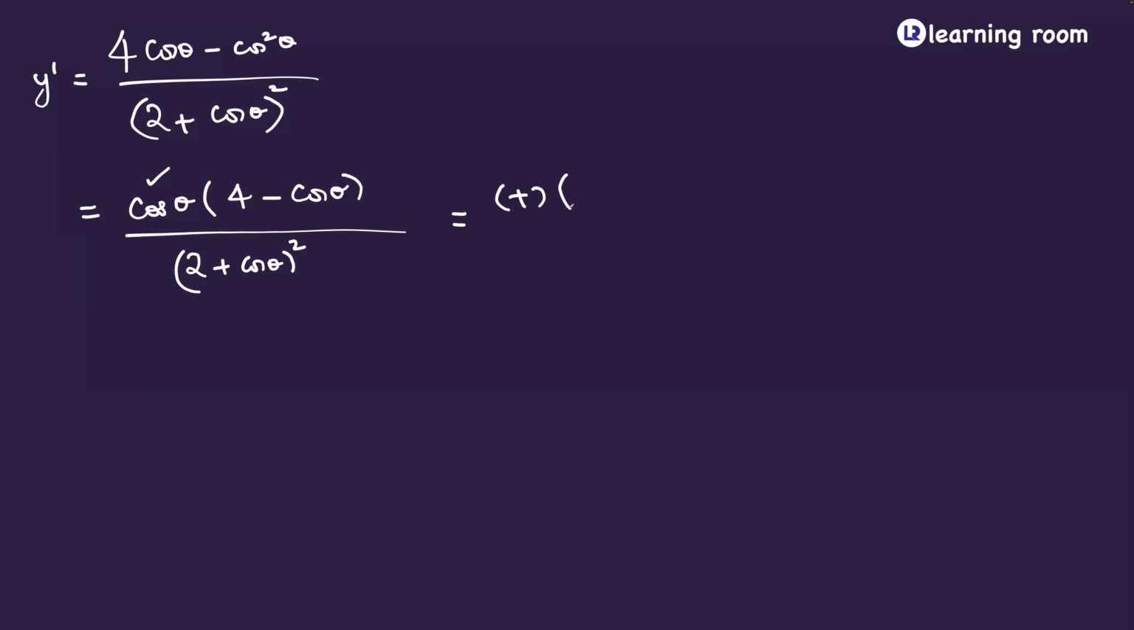Positive, right? The denominator is positive because it's a perfect square. But where does the challenge start? 4 minus cos theta, I need to make a decision.